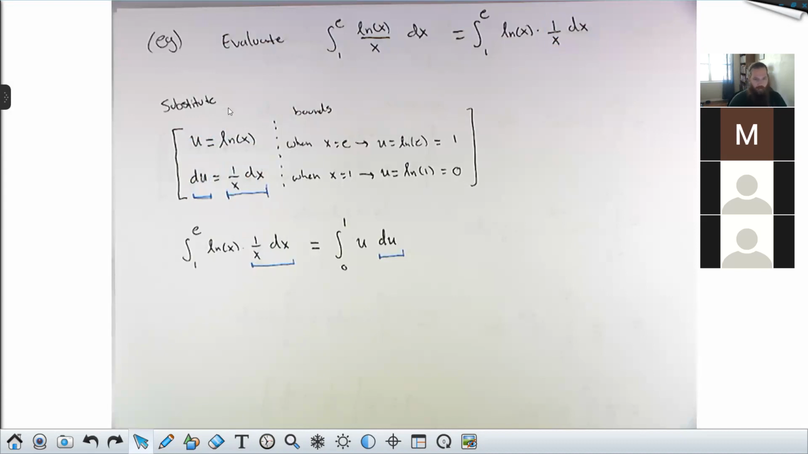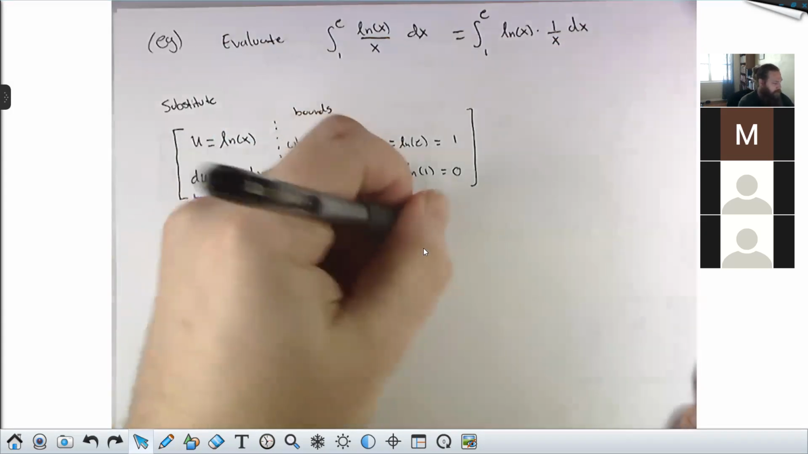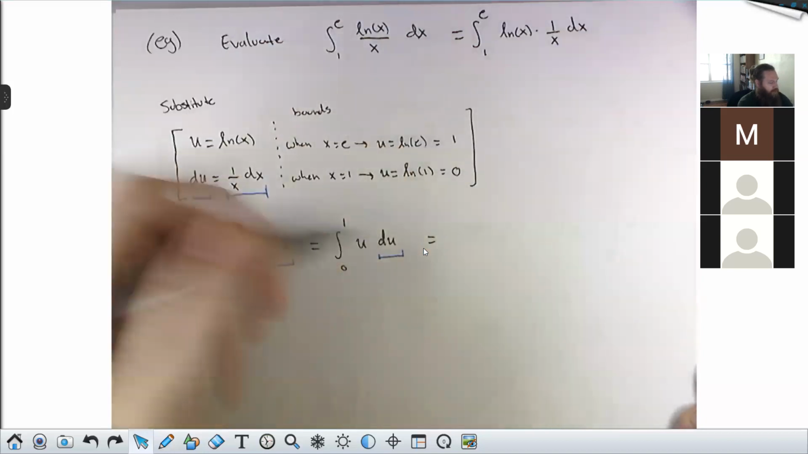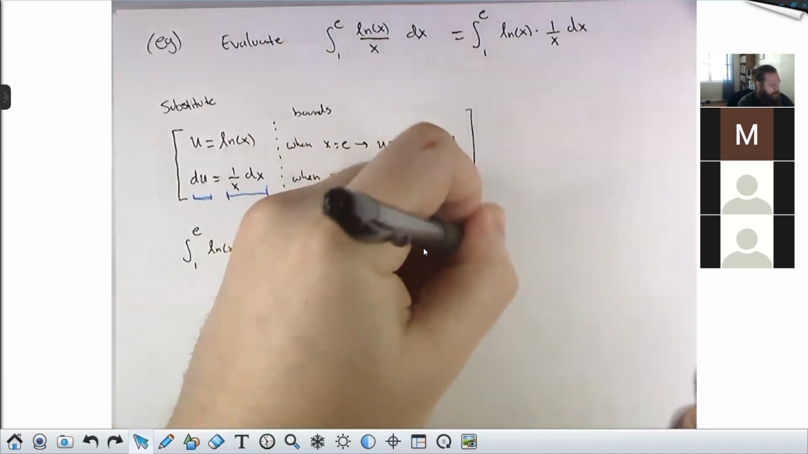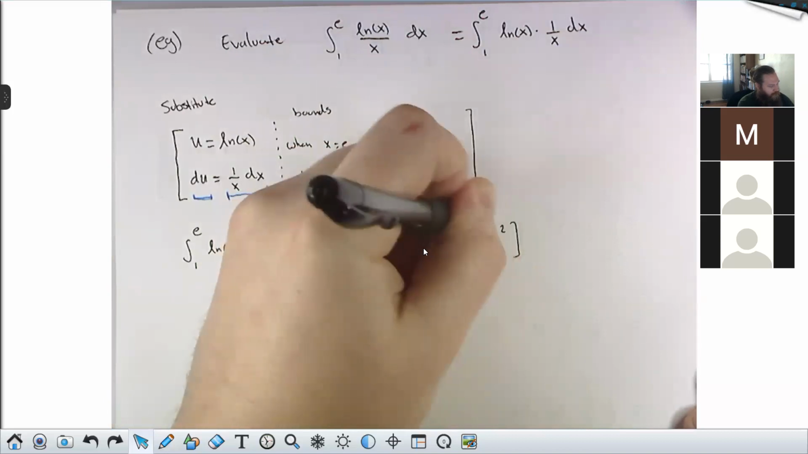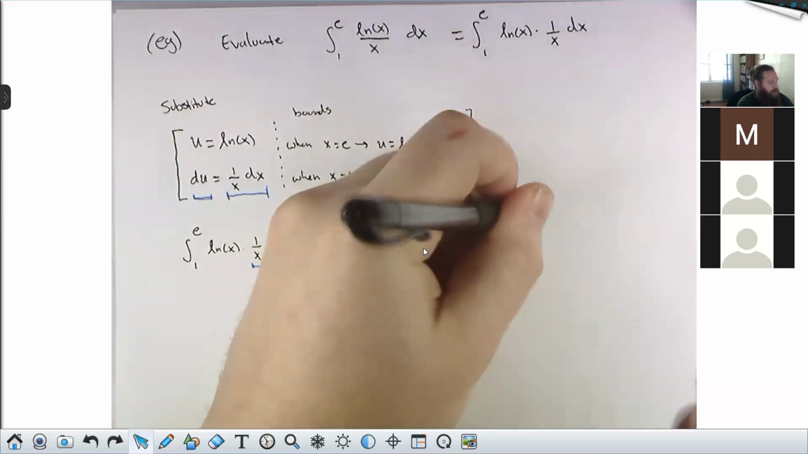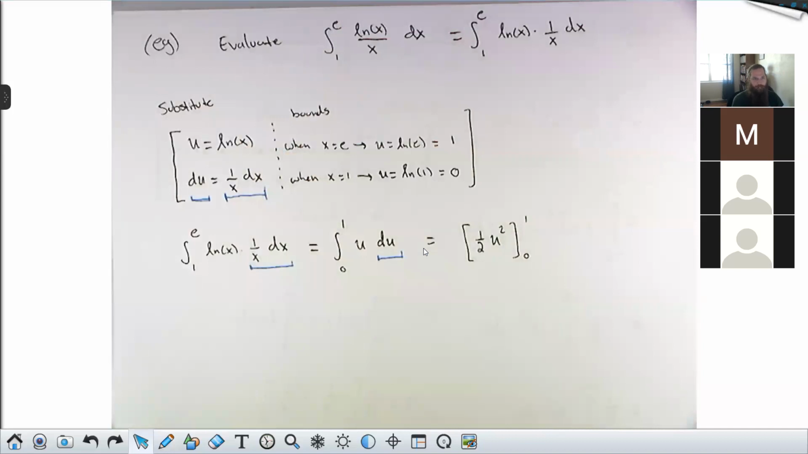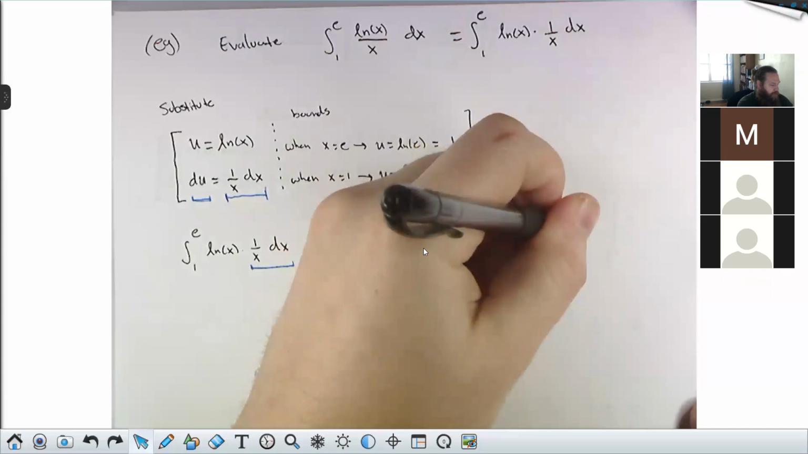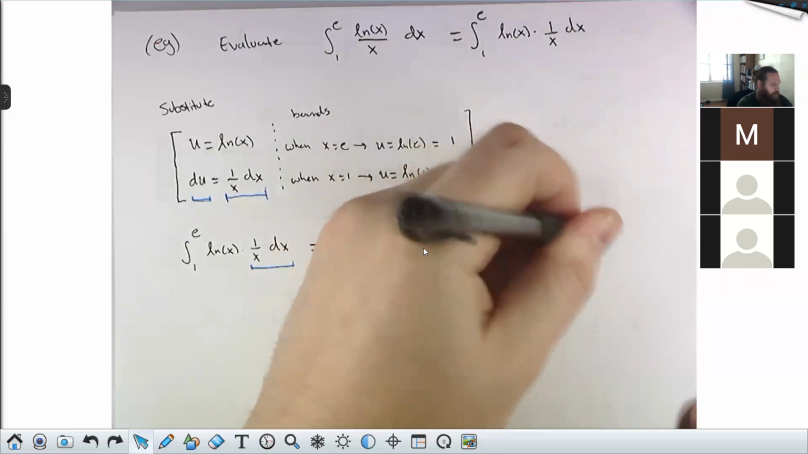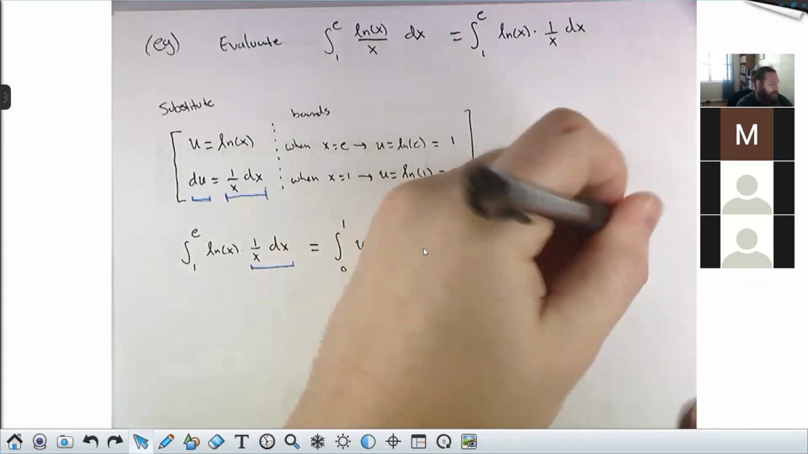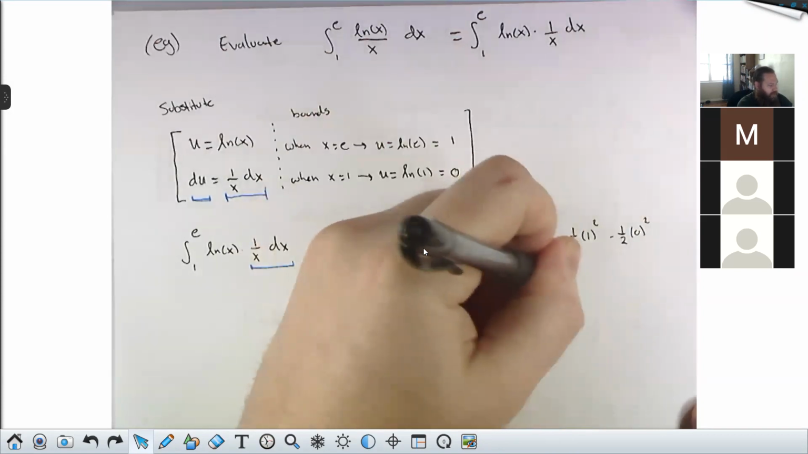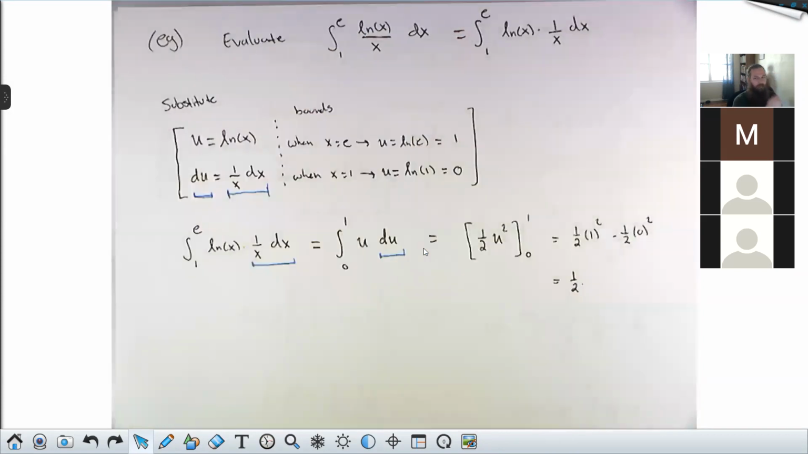And now this integral 0 to 1 of u du, we've been doing that for weeks. That's not hard at all. An antiderivative for u is 1/2 u squared. And I evaluate this from 0 to 1. So that's 1/2 times 1 squared minus 1/2 times 0 squared, which is just 1/2. Easy peasy, lemon squeezy.